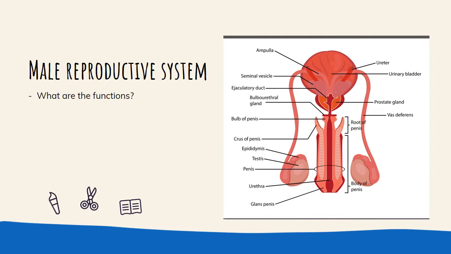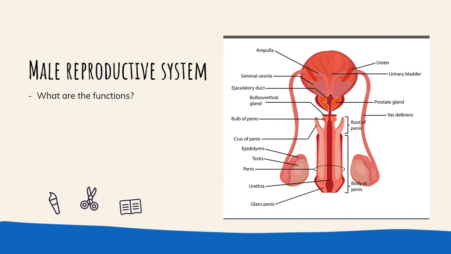So generally, the functions of male reproductive system are to produce and transport sperm and protective fluid. It is also to discharge sperm and to produce male sex hormones, that is called testosterone.